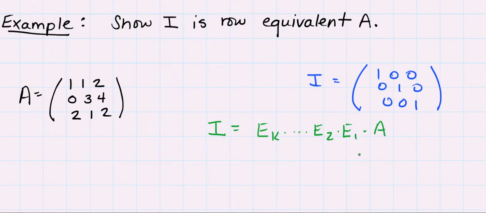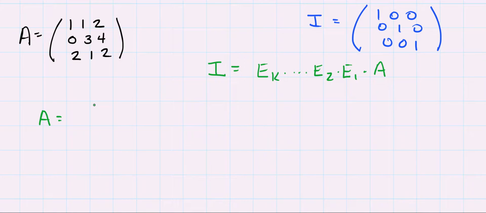At the moment, I'm not telling you how many elementary matrices there are, but there's a certain amount of them, and we can multiply A by these matrices to get the identity matrix. So let's look at this matrix A and think about what we need to do to it to make it look like this. In other words, if we put it in reduced row echelon form, we should get the identity matrix. So let's put A right here. Let's rewrite it. So it's 1, 1, 2, 0, 3, 4, 2, 1, 2.